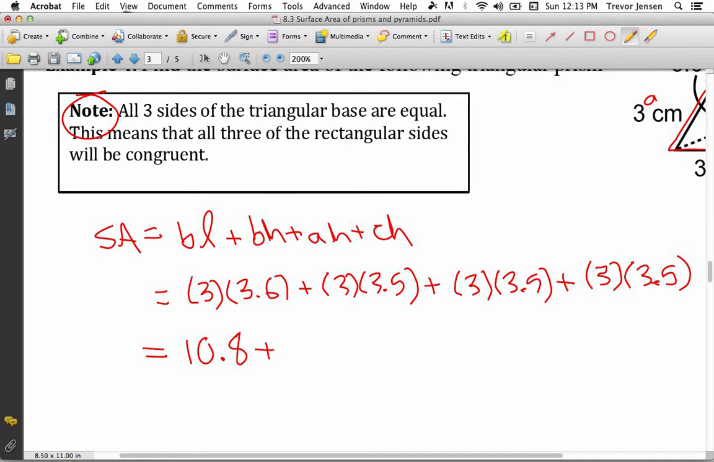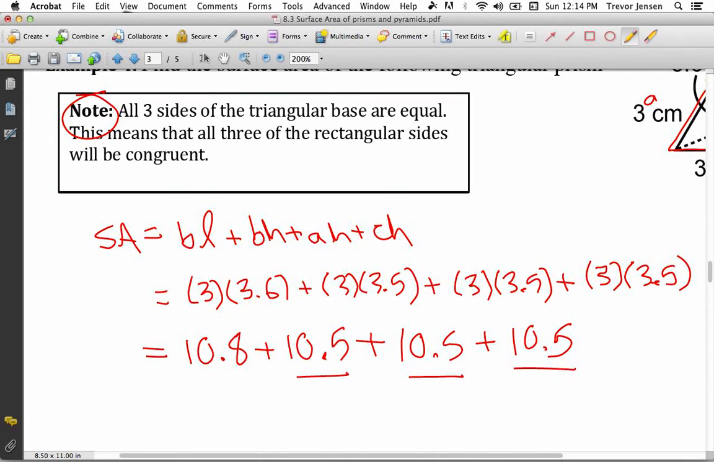Plus, now I'm going to add all three areas of my rectangular sides. So 3 times 3.5, that gives me 10.5. Plus 3 times 3.5 is 10.5 again. Plus 3 times 3.5 is 10.5 again. So all three rectangles are the same.